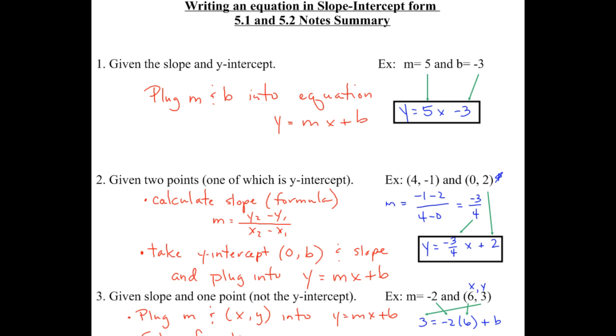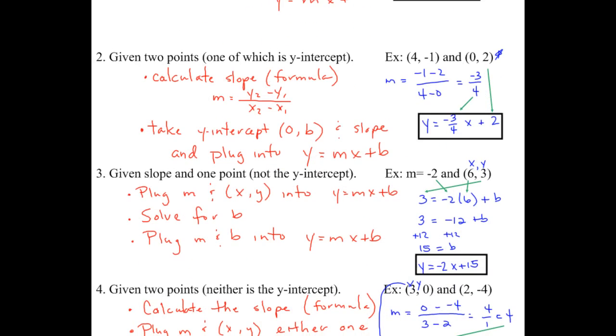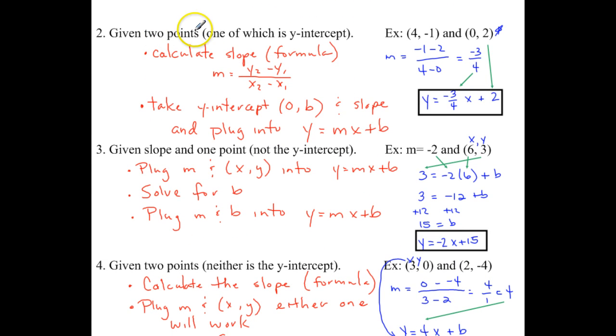What I have written out for you as the last slide is just a summary of all of the notes that we just took. We talked about really 4 different types of problems. One where we're given the slope and the y-intercept. All we have to do is plug them in. The second type of problem is where we're given 2 points. One of them is the y-intercept. I have to calculate the slope using my formula, plug in my slope, and the y-intercept which was given.